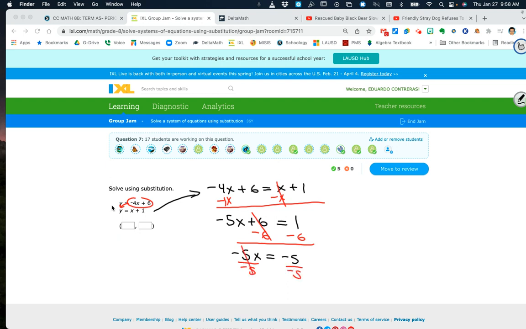Yeah, we're going to end up dividing by negative 5. Negative 5 divided by negative 5 is 1. So we know that x is 1. So pick an equation, which doesn't matter which one. If I were you, I would use x plus y equals x plus 1. But you want to use that equation to figure out the y value. So I'll leave you to figure out that last part. Super easy.